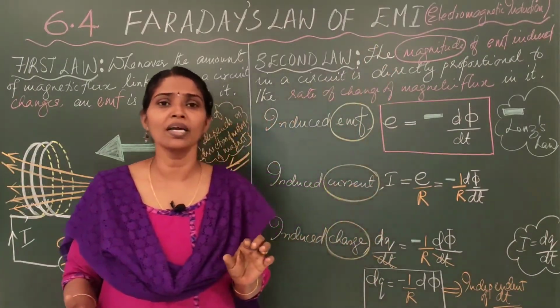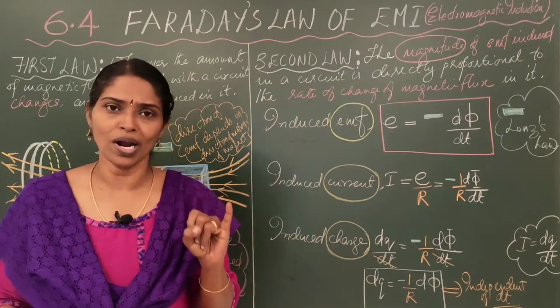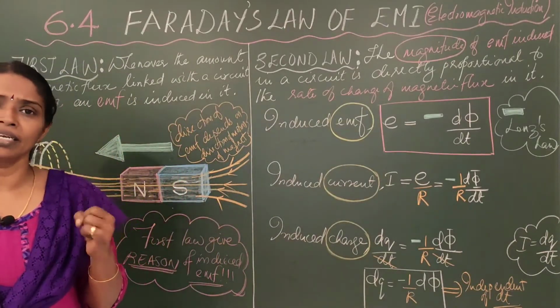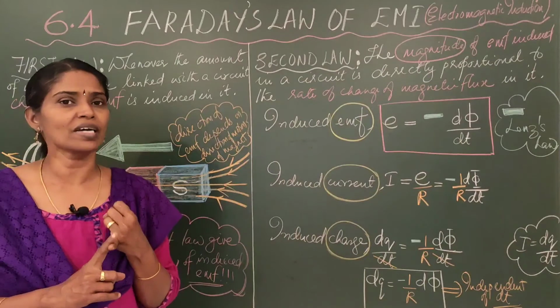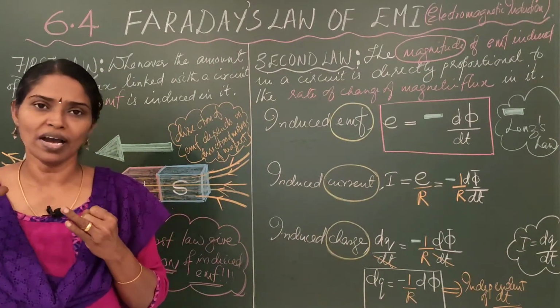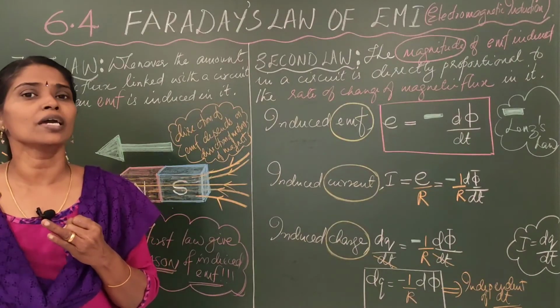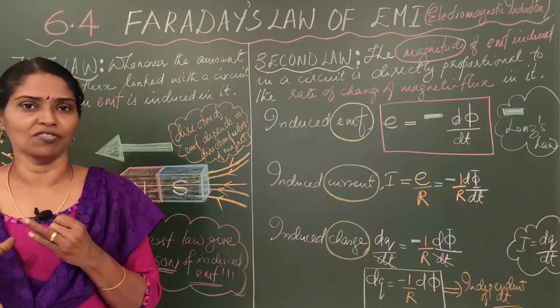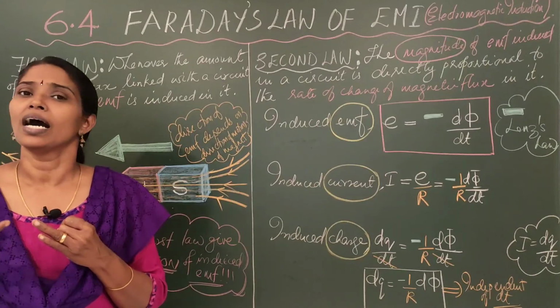So for the summary, what is Faraday's law? Number 1, the reason. What's the reason? Whenever there is a change in magnetic flux, only then you have EMF. Second thing, what is the value? The magnitude is simply proportional to the rate of change of flux. Higher the rate of change, higher the EMF produced.